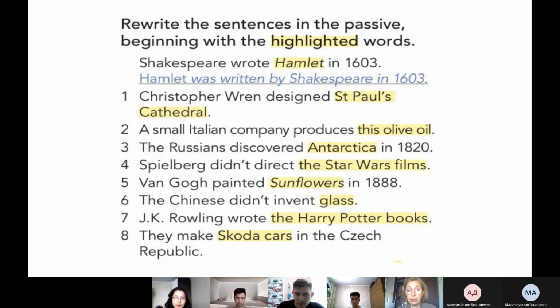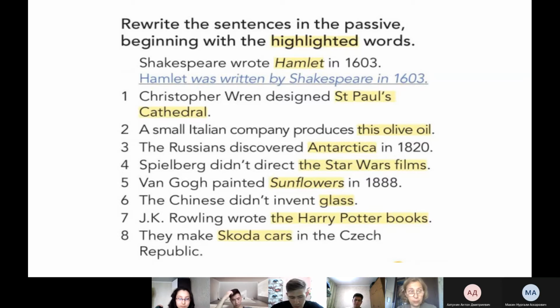Давайте попробуем использовать настоящее время. Olive oil. Yes. Is produced by a small Italian company. Yes, because oil is uncountable. Это неисчисляемое существительное, оно не может быть во множественном числе, поэтому мы говорим is produced.